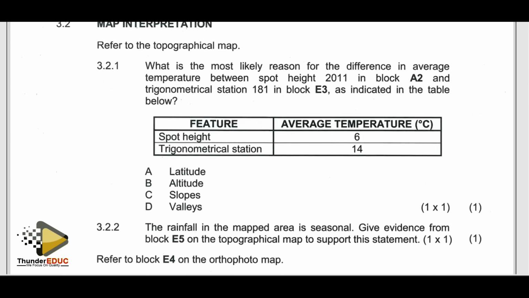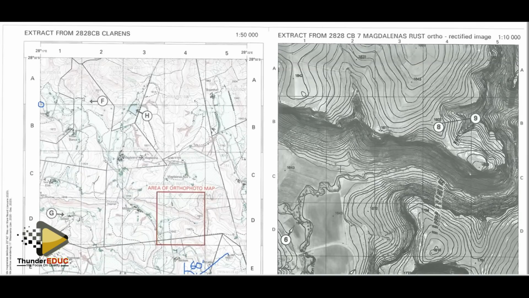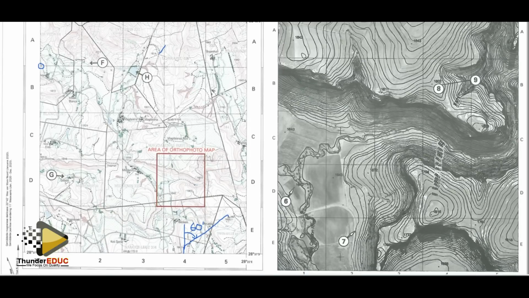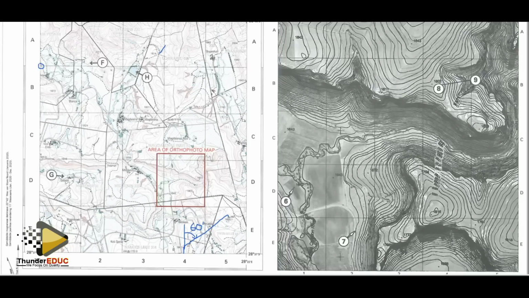The next question is on spot height and trig station. We are trying to compare why those two places have got that wide difference in temperatures. Right, if we try to locate those two places, there's a spot height and a trig station. Spot height in block A2 and trig station in E3. Let's check on our map. Block A2 on the topographic map, the spot height is here, and the other feature is in block E3. We go to block E3. Block E3 is here. We have a trig station here.